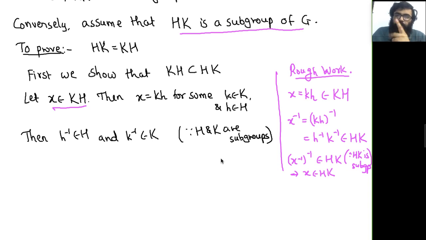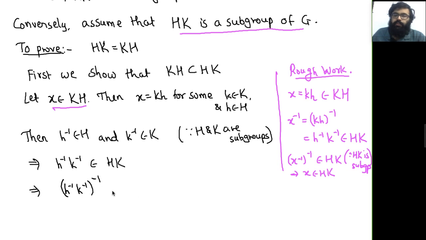Since H and K are subgroups, if h is in H, h inverse is in H. If k is in K, k inverse also is in K. So now that means h inverse k inverse belongs to HK, right? And now what we are doing, h inverse k inverse is actually x inverse. What we are taking is its inverse. So the inverse of this also is in HK. What is the reason we are giving here? The reason is HK is a subgroup.